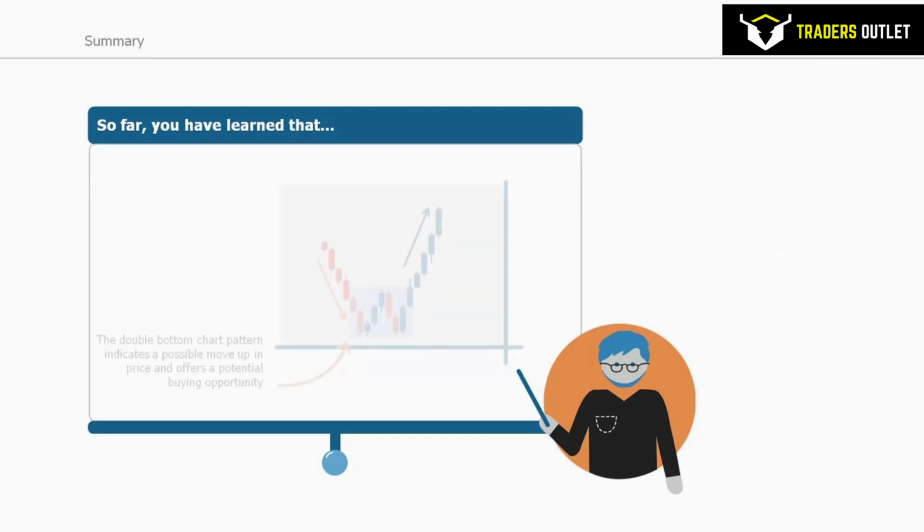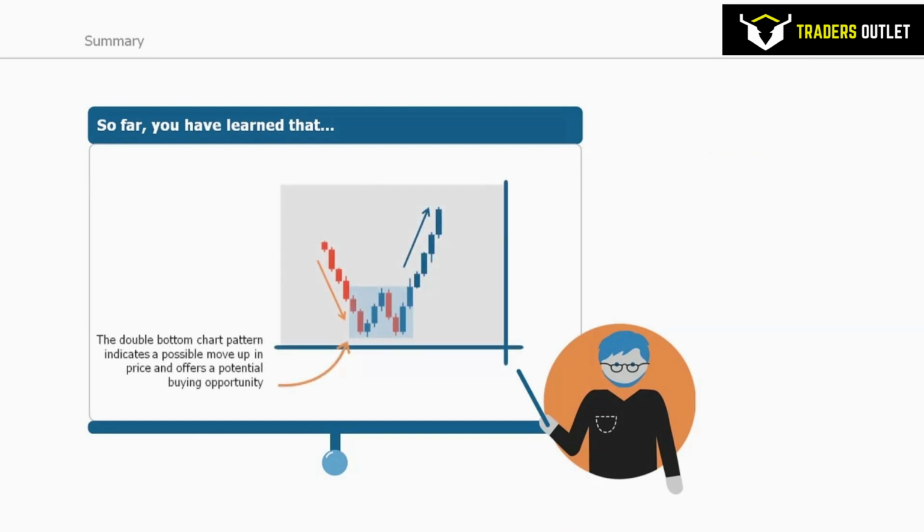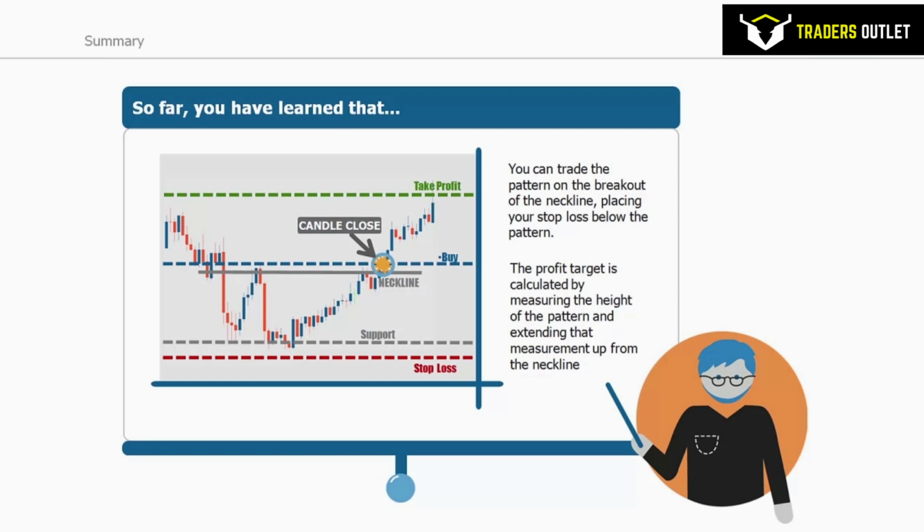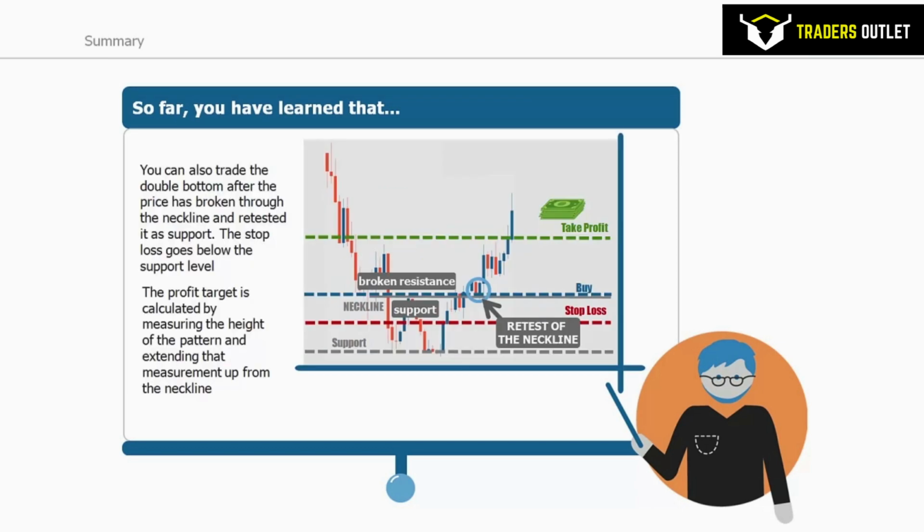So far, you have learned that the double bottom chart pattern indicates a possible move up in price and offers a potential buying opportunity. You can trade the pattern on the breakout of the neckline, placing your stop loss below the pattern. The profit target is calculated by measuring the height of the pattern and extending that measurement up from the neckline. You can also trade the double bottom after the price has broken through the neckline and retested it as support. The stop loss goes below the support level and the profit target is calculated by measuring the height of the pattern and extending that measurement up from the neckline.